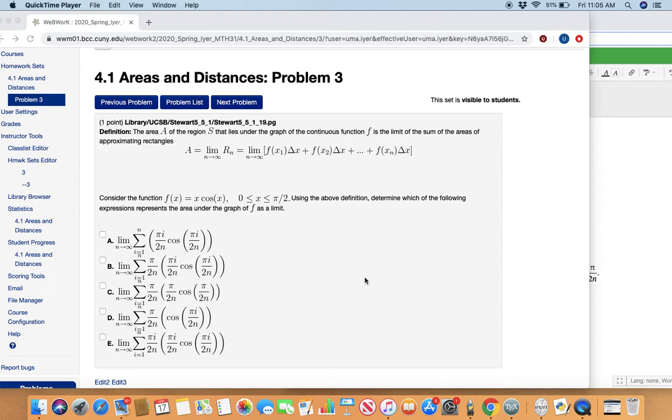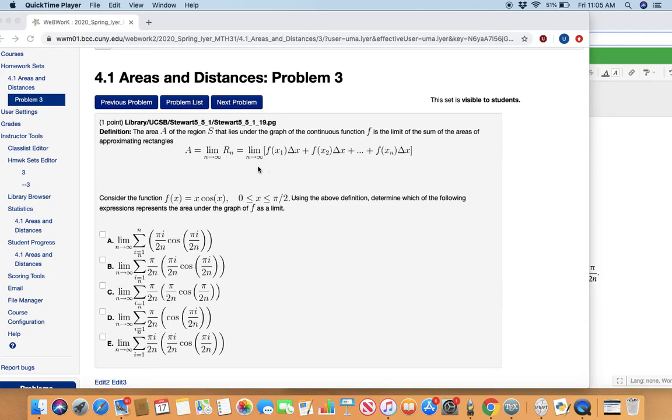Back to problem 3, section 4.1. The area A of the region S that lies under the graph of a continuous function is the limit of the sum of the areas of approximating rectangles. Okay? They are using the limit as n approaches infinity of Rn. Rn means you are using the right endpoint of your subinterval for the height.